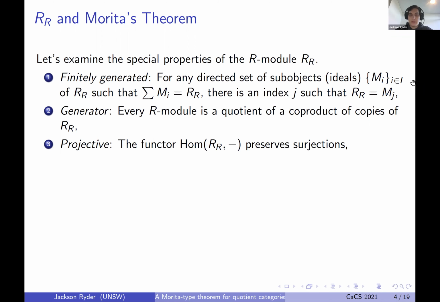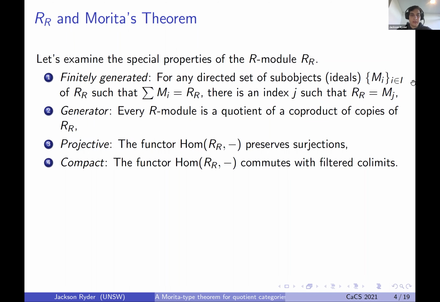Next, we know that the module R is projective. So this Hom functor is always left exact. But when we consider the Hom functor of R, it actually also preserves surjections. Okay. So any object satisfying these three properties, we call a progenerator. And lastly, we say the object's compact if this Hom functor commutes with filtered colimits, or really we only care about it commuting with direct sums. All right, so these are all the conditions that we actually need.